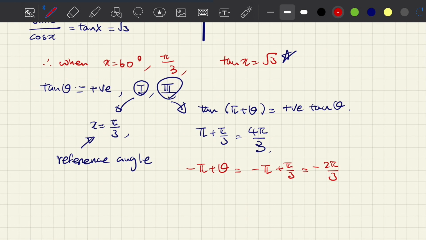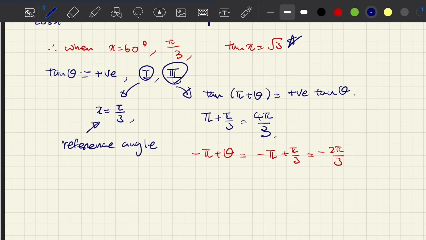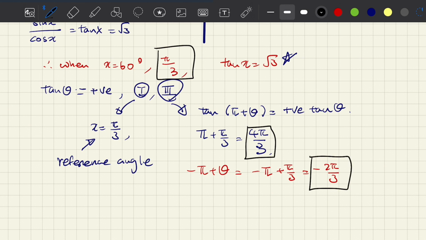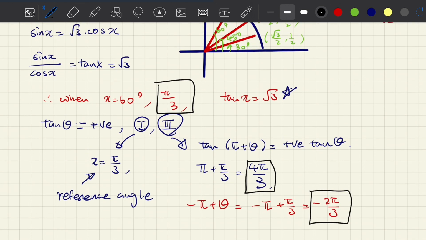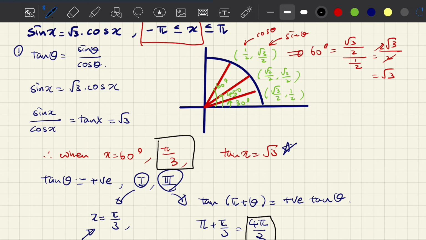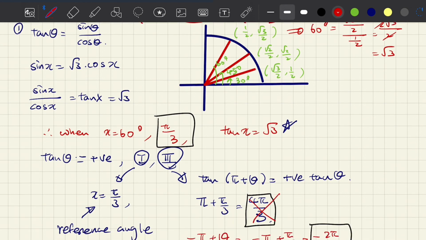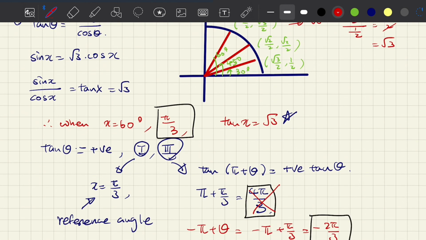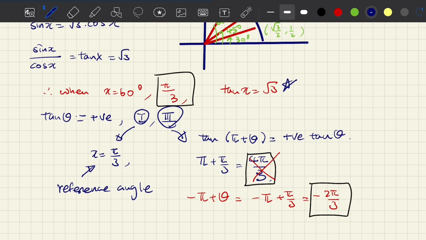Then you can see that we actually have 3 possible answers: pi over 3, 4 pi over 3, and negative 2 pi over 3. You can say right away that 4 pi over 3 is not the correct answer because the answer needs to be between pi and negative pi. So our final answer is pi over 3 and negative 2 pi over 3.